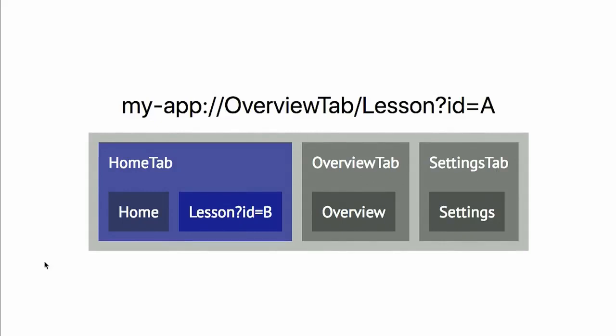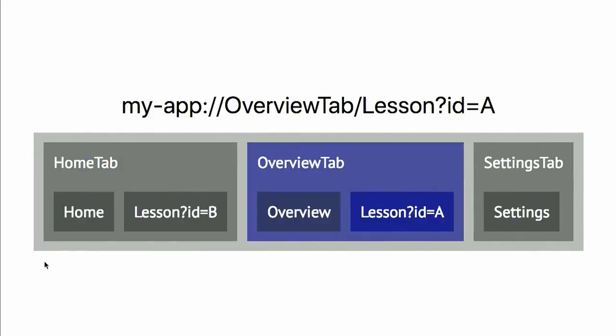But if the application is already running, and we're asked to handle a URL, we need to change the navigation state. So here, let's open up the Overview tab. Let's pretend that the user is tapping on this link, switching to the Overview tab, and opening a lesson. Now, it works just fine, and the interesting thing here is that the Home tab retains its state. So this is not behavior that we usually see on the web.